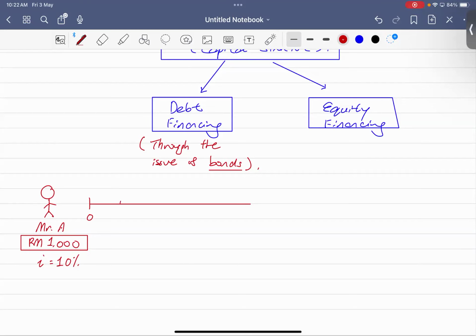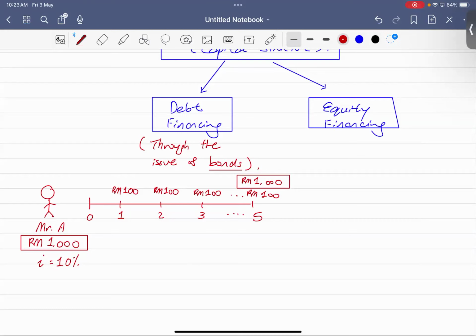In year one, he will get 100 ringgit as the interest return. In year two, he will also get this 100 ringgit. In year three, he will also get this 100 ringgit, and so on until year five. Every year he gets this 100 ringgit, and in year five, when it matures, he will get back his 1,000 as well. Remember the initial 1,000 that he had paid? The business will return it to him when it matures.